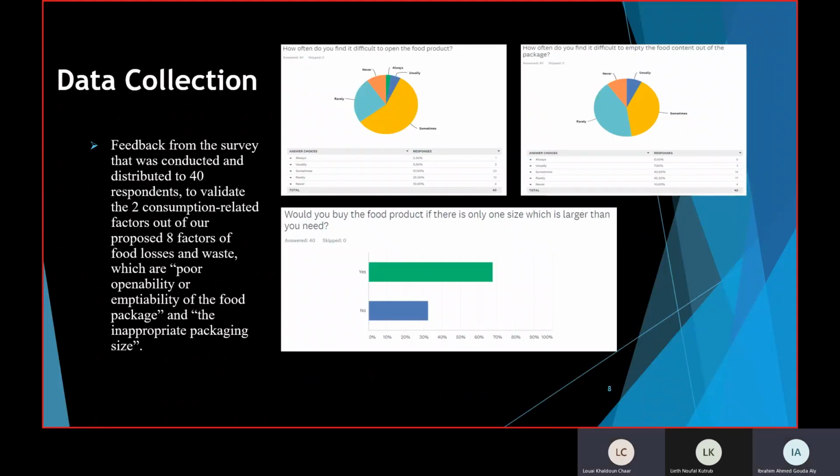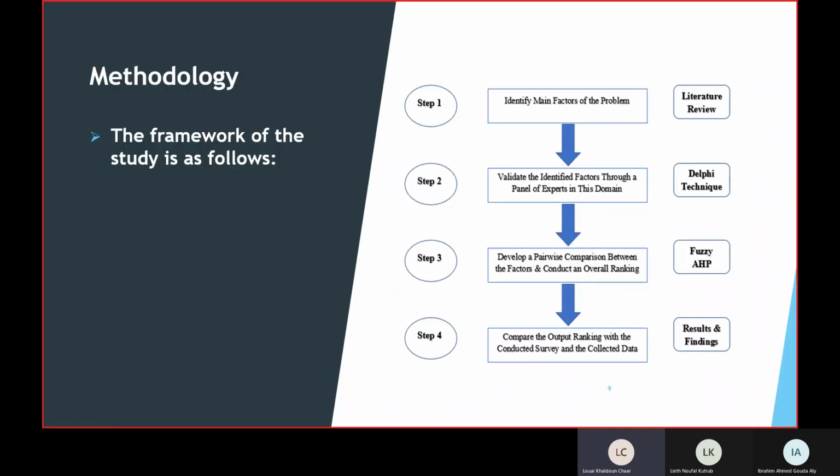Now to the data collection with my colleague Loay. Data collection and feedback from the survey that was conducted and distributed to 40 respondents to validate the 2 consumption-related factors out of our 8 factors of food losses and waste, which are poor openability or emptyability and inappropriate packaging size. Based on the results shown above, we validated the consumption-related factors. The framework of the study is as follows.